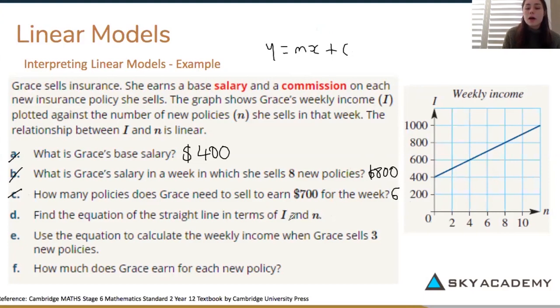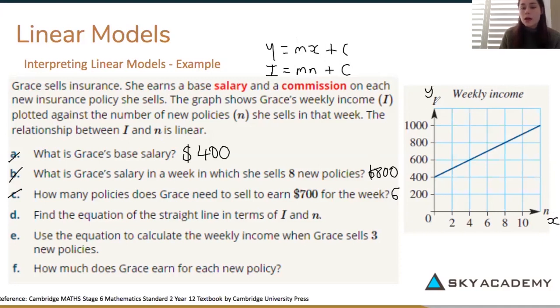So if her income increases based upon the number of policies that she sells, the income is going to be dependent upon the number of policies that she sells. So the income is going to be where the y is, and our N is going to be where our x is. Because this is the y-axis, which is vertical, and this is the x-axis, which is horizontal, you can just substitute the corresponding values.